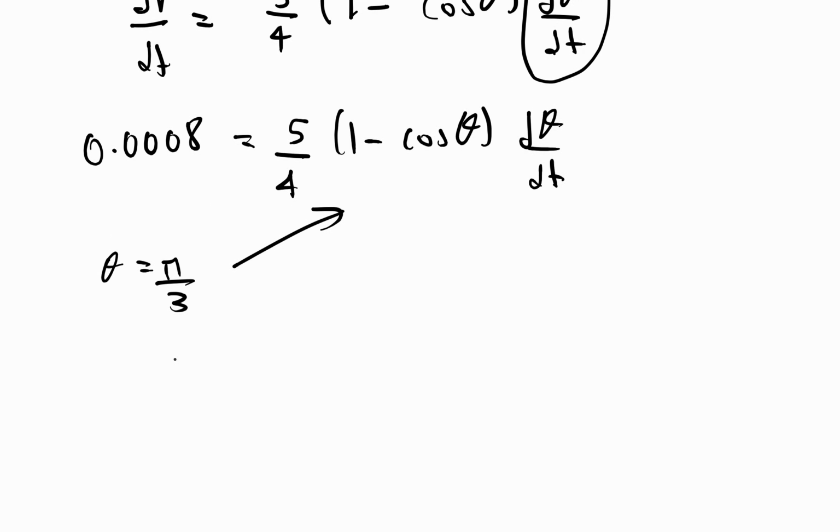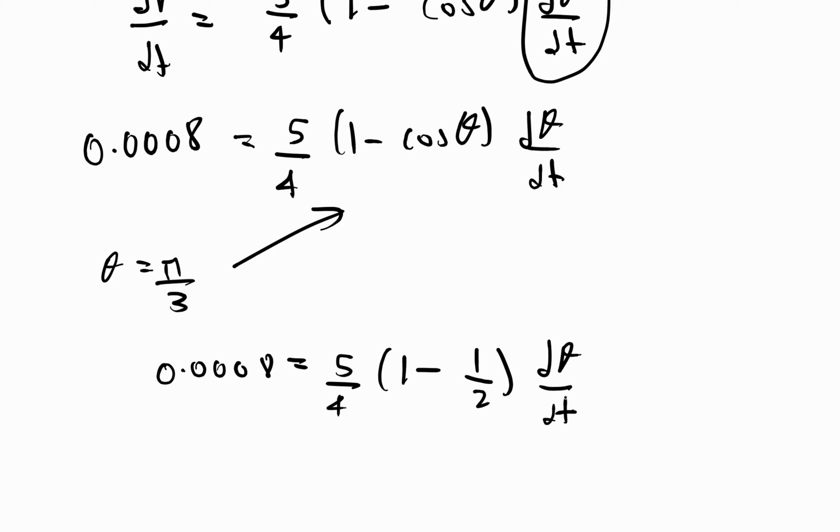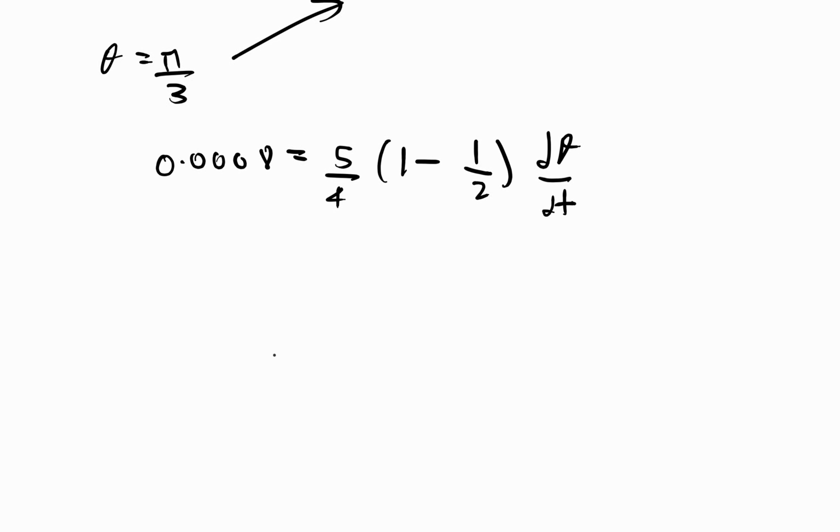So if I substitute it into this equation, I get again 0.0008 is equal to 5/4 (1 minus, and what is cos theta? Cos pi by 3. Put it in your unit circle, it's equal to 1 over 2. We take, of course, the positive side in this case), and then d theta by dt. Now, can we not solve for d theta by dt? Do we not have everything that we need? Let's do that. So we get 0.0008 is equal to 5/4 times 1 over 2 d theta by dt.